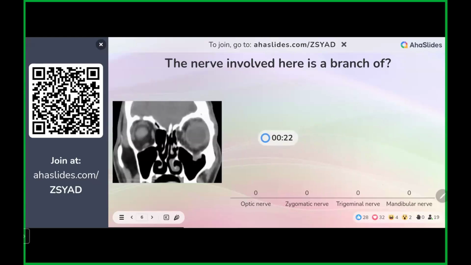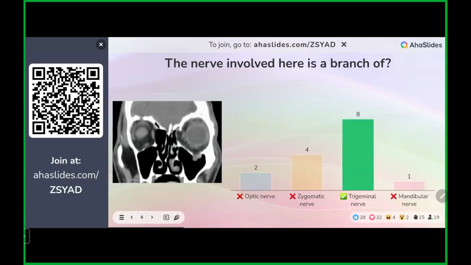The nerve involved here is a branch of which cranial nerve? The options are optic nerve, zygomatic nerve, trigeminal nerve, and mandibular nerve. Let's be real. Come on, I know what the answer is. You want me to spell it out? It has branches that cover sensory innervation in the area. Maxillary division also, no? Yeah, exactly. Trigeminal is the sensory superstar in facial anatomy.